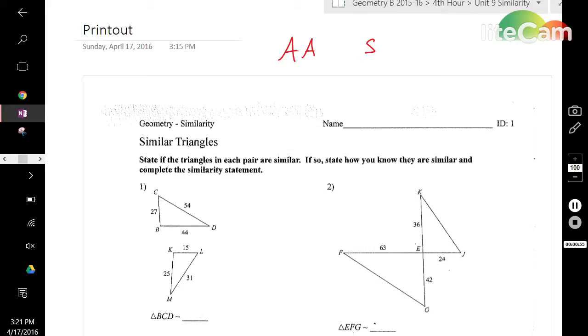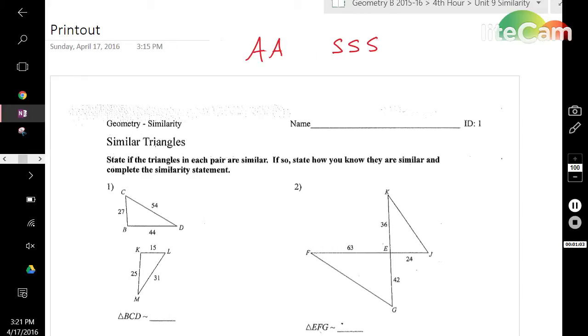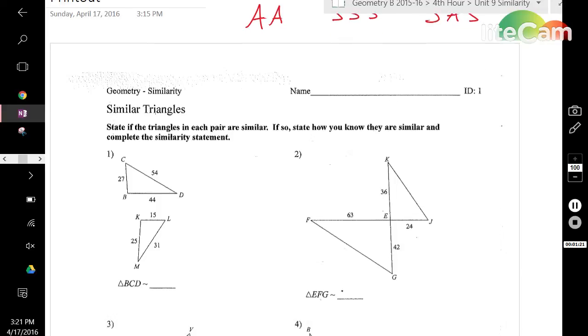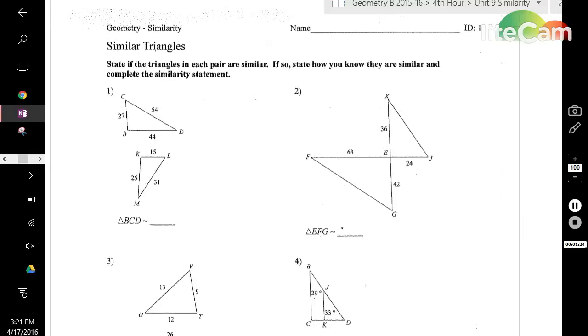If you have the three side lengths, side, side, side, in both triangles, and the corresponding sides are proportional, same ratio, then they are also similar. And lastly, if you have two side lengths and an included angle, in that order, in both triangles, with the angles being congruent and the side lengths being proportional, those triangles are also similar. So you don't need to measure every single bit of information here.